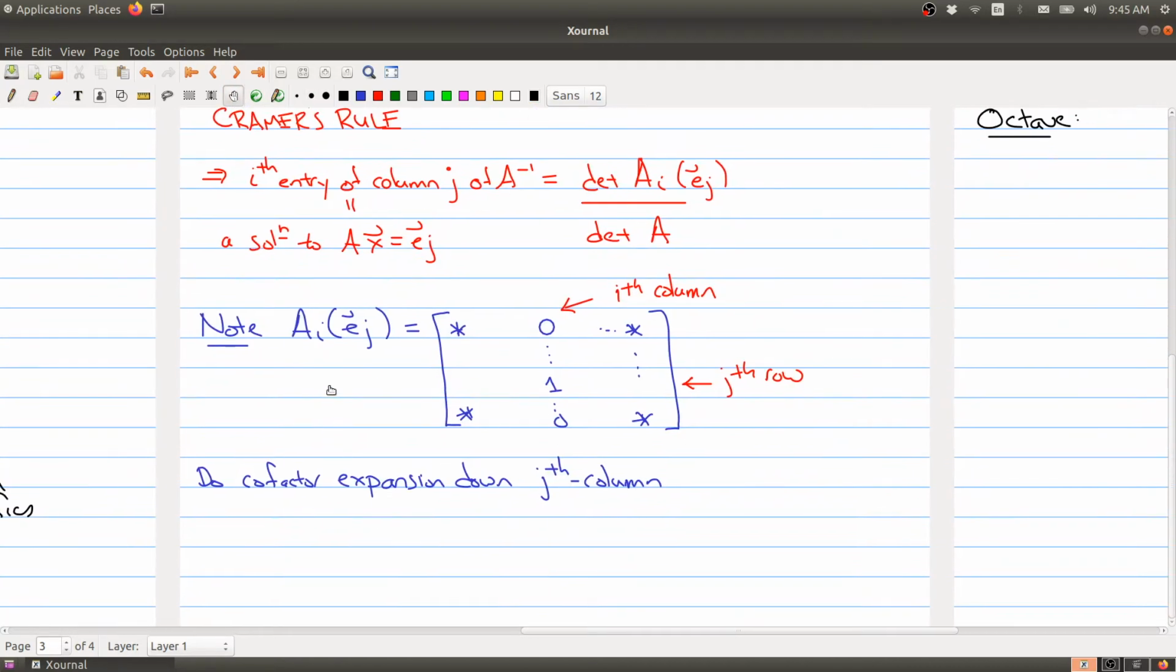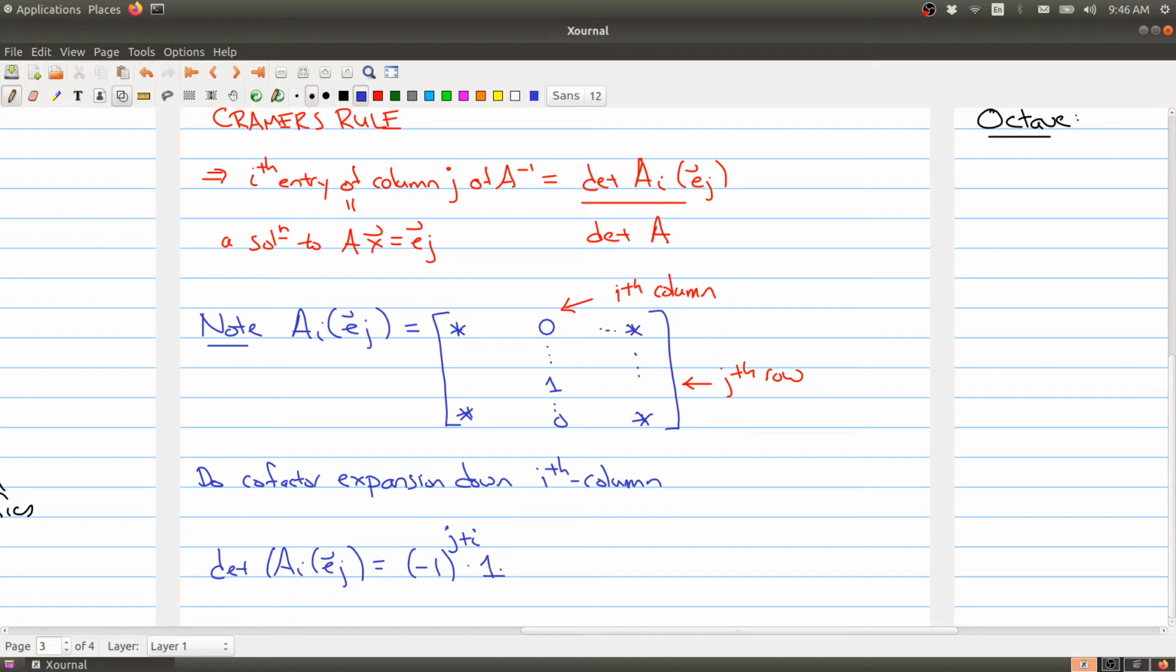We know from our properties of the determinant that one way to compute it is a cofactor expansion, and normally you want to expand down a row or column with lots of zeros. You can't really get any better than this: we have zeros everywhere except in this one spot. Sorry, there's a typo here, it should be the ith column. When we do the cofactor expansion down the ith column, we get that the determinant is equal to minus 1 to the power of j plus i, since the 1 is located in spot j, i.